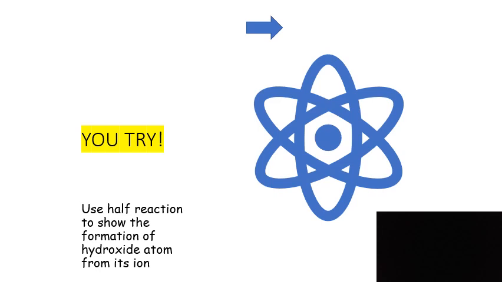So now we're going to use half reactions to show the formation of hydroxide ion to water. Okay, so let's go. Your equation here is OH negative, that's the hydroxide formula, arrow, and then it produces water plus oxygen. I want you to make a note that anytime you have hydroxide ion being released as an ion, it always produces water and oxygen. So this is something that you just memorize, okay?